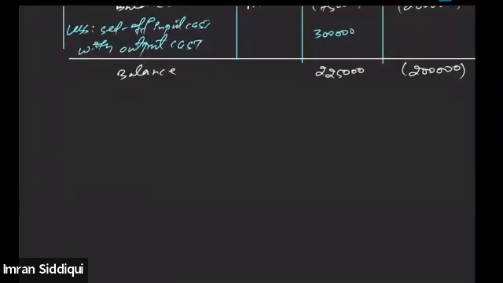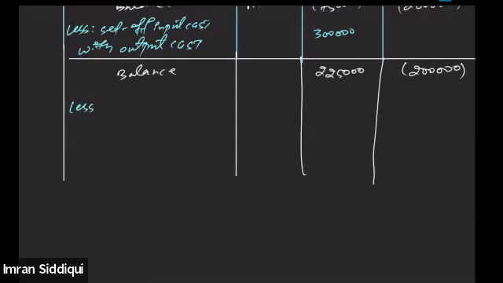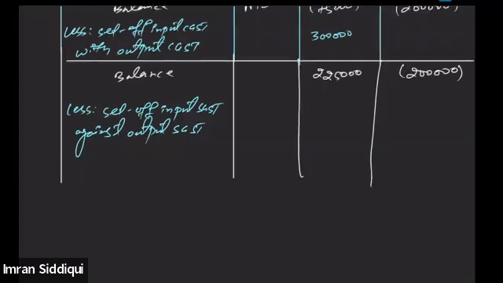Now we'll do one more step. Now we'll try to set off input SGST against output SGST. Right, so output SGST was how much? It was also there in the question. Output SGST was 2 lakh, and input SGST was 3 lakh as well.